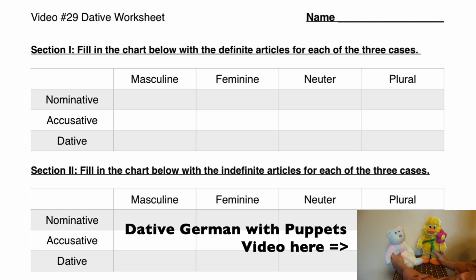Today we're talking about the dative case. That would be the dative case used with indefinite and definite articles, used with indirect objects, and used with objects of dative verbs and objects of dative prepositions. So we have quite a bit to cover today, so let's go ahead and get started.